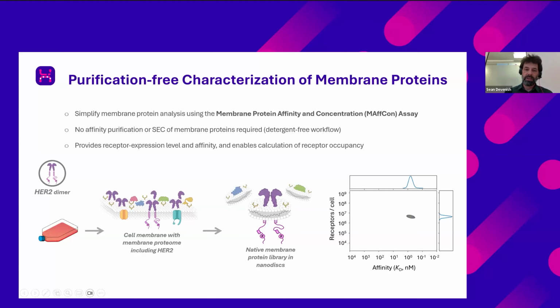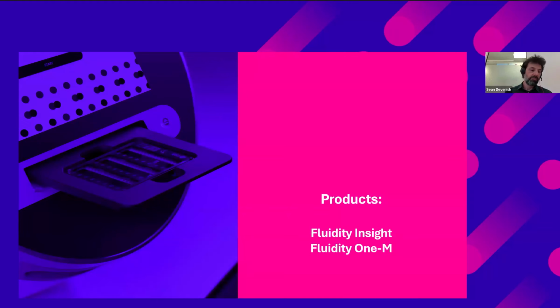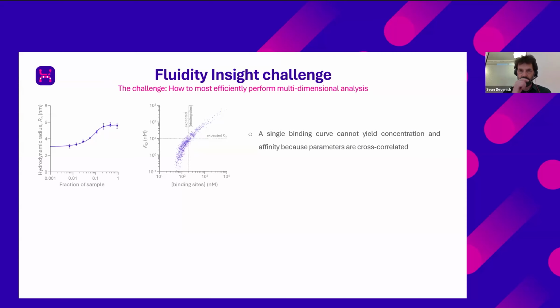So these are some really nice assays, and now I just want to talk quickly about how we do it. So essentially, these are the products that we have on offer. There are two parts to this. There's Fluidity Insight, which is our analytical platform and really is the engine that enables these assays, and Fluidity 1M, which is the instrument itself that provides the measurements. So I'll start with Fluidity Insight.